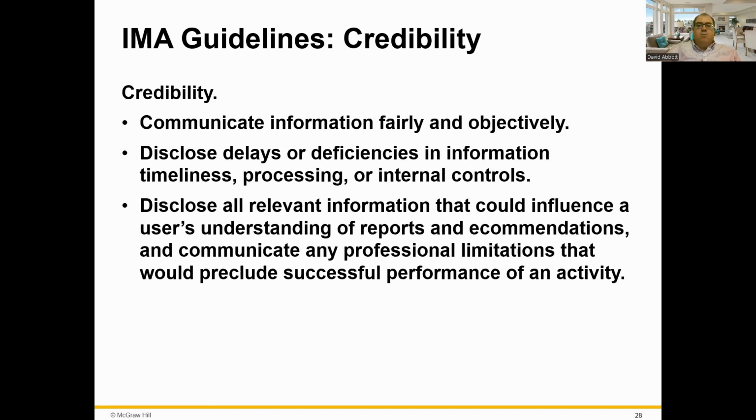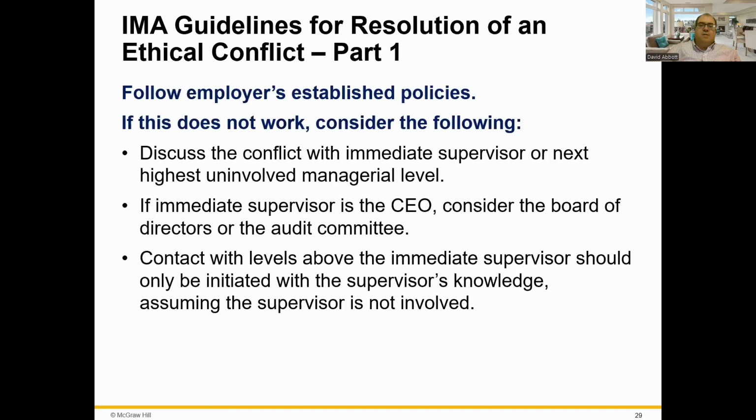And in credibility, we want to communicate information fairly and objectively. We want to disclose delays and deficiencies in information, timeliness, processing, or internal controls. We also want to disclose all relevant information that can influence the user's understanding of reports and recommendations, and communicate any professional limitations that would preclude successful performance of an activity.